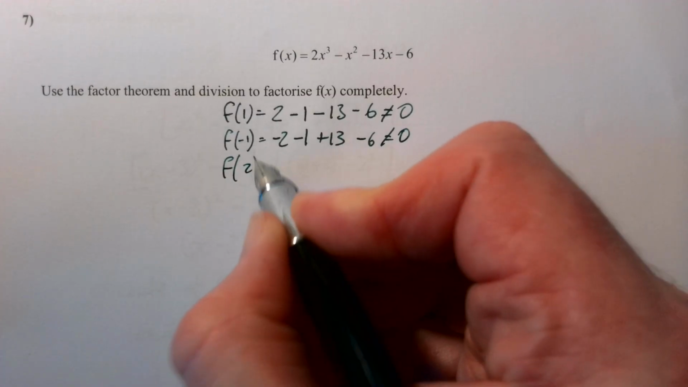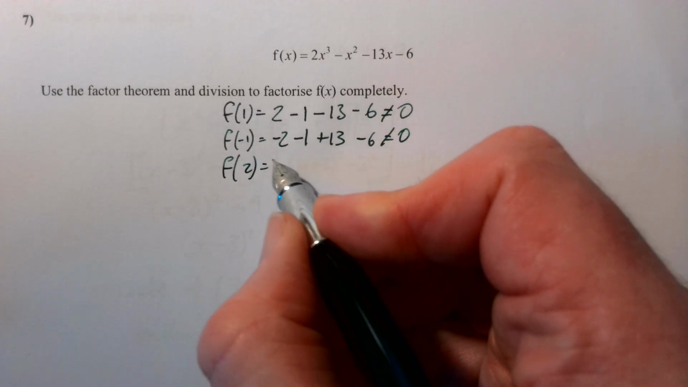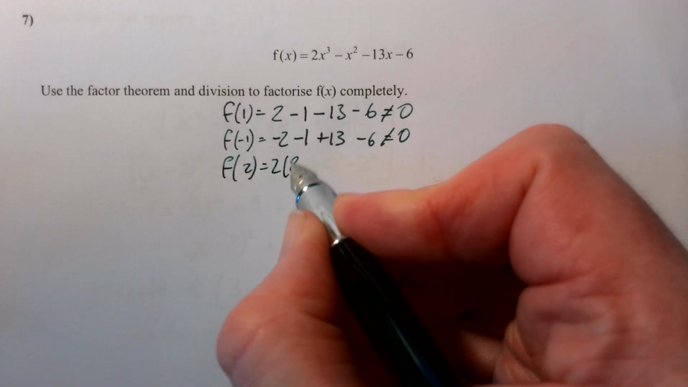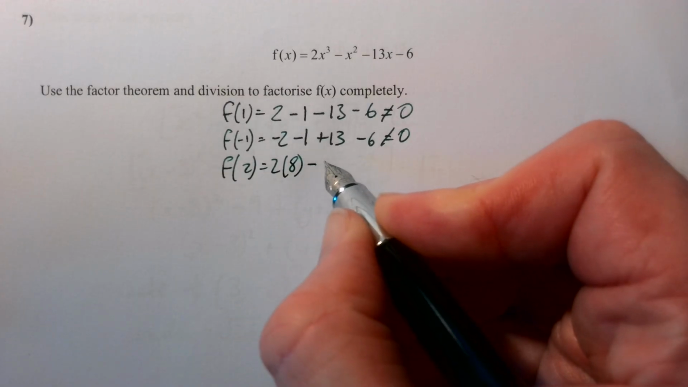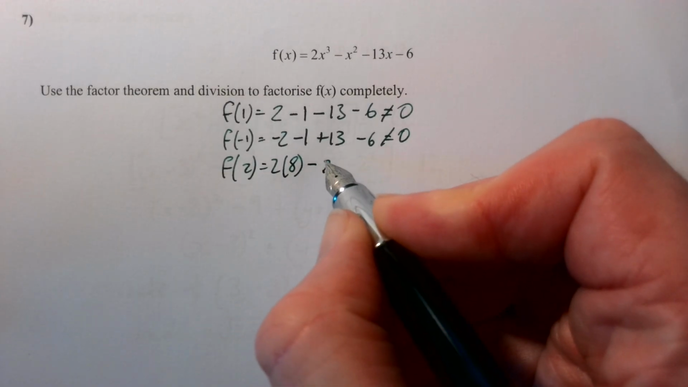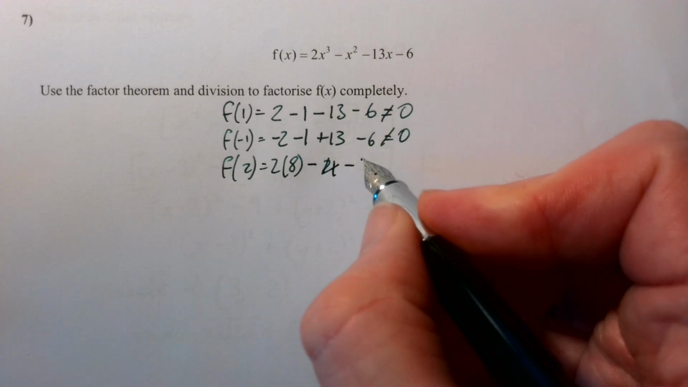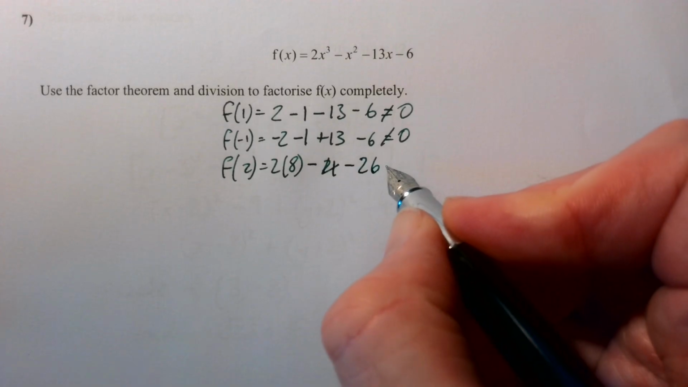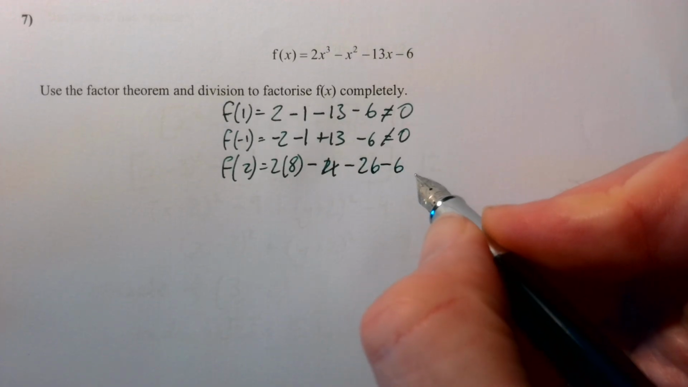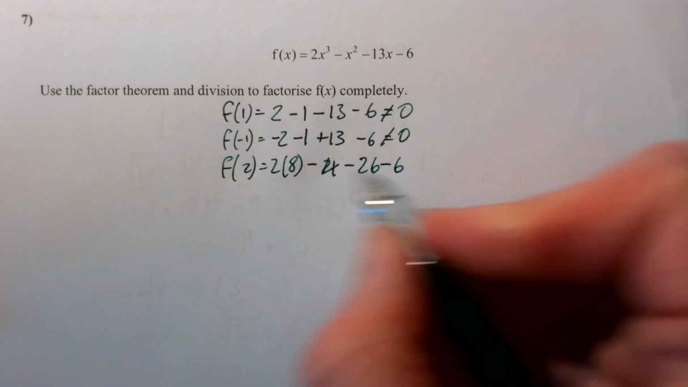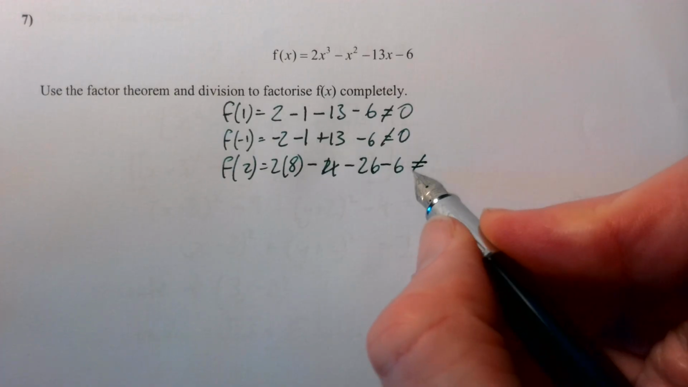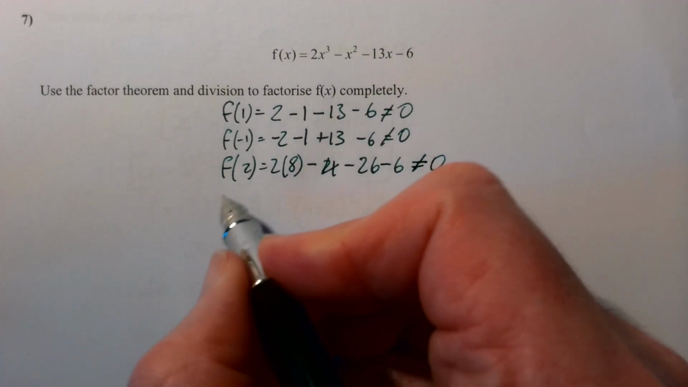On to 2. Put 2 in there. 2 times 2 cubed, well I know 2 cubed is 8, minus 2 squared, well that is just 4, take 13 times 2, well I know that's 26, take 6. That looks like I've got a load more negative, because that's only going to give me +16, that's not working either.